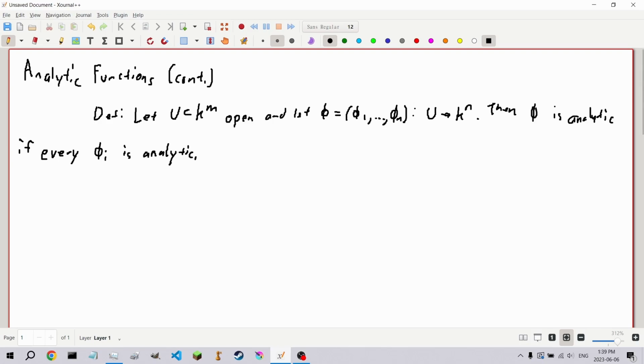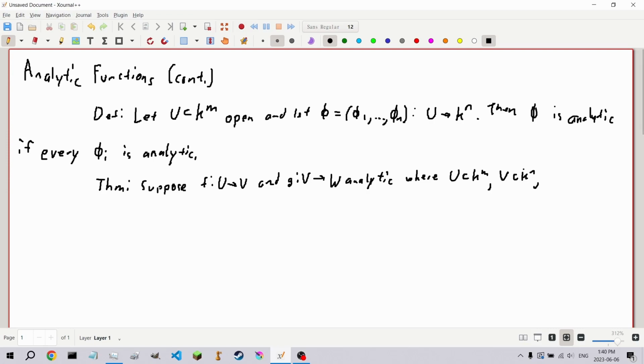And so then this gives us a theorem, which we saw last time as a lemma, as a more specific case. We're going to suppose that f from u to v and g from v to w are analytic, where we're going to say u is in km, v is in kn, and say w in kp are open. And then their composite is analytic.